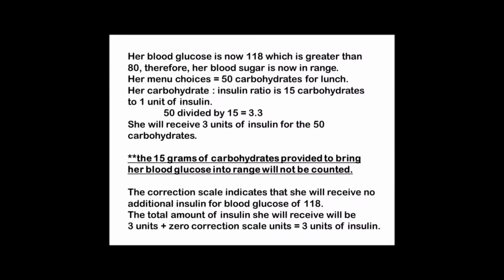Her menu choices equal 50 carbohydrates for lunch. Her carbohydrate to insulin ratio is 15 carbohydrates to 1 unit of insulin. 50 divided by 15 equals 3.3. She will receive 3 units of insulin for the 50 carbohydrates. The 15 grams of carbohydrates provided to bring her blood glucose into range will not be counted. The correction scale indicates that she will receive no additional insulin for a blood glucose of 118. The total amount of insulin she will receive will be 3 units plus 0 correction scale units, equaling 3 units of insulin.